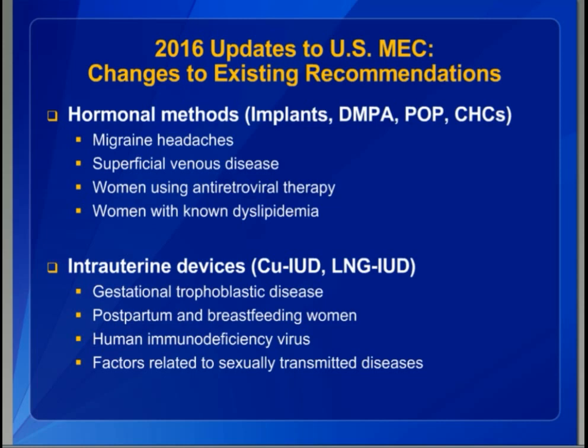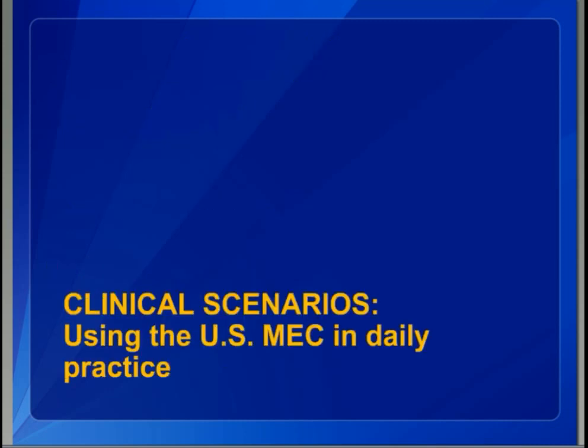The updates also include revisions to existing recommendations for women using hormonal methods with migraine headache, superficial venous disease, taking antiretrovirals, or with known dyslipidemias. For IUD users, there are revisions to recommendations on gestational trophoblastic disease, postpartum and breastfeeding women, women with HIV, and factors related to sexually transmitted diseases. To further demonstrate how the guidance can be used, I'll now go through a few clinical scenarios.